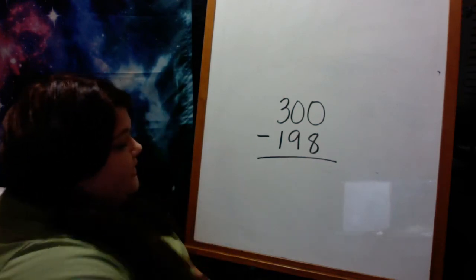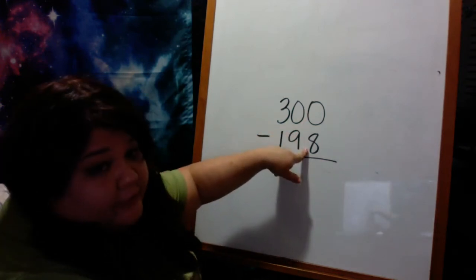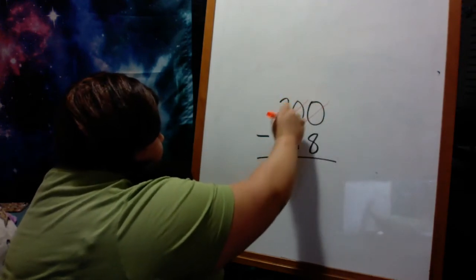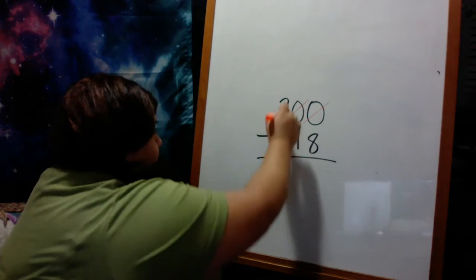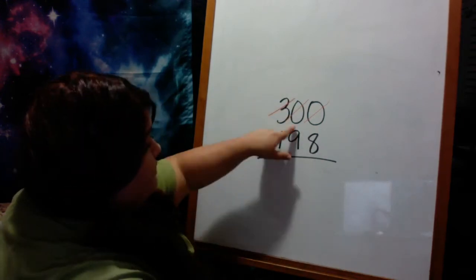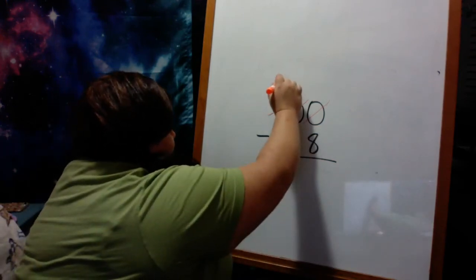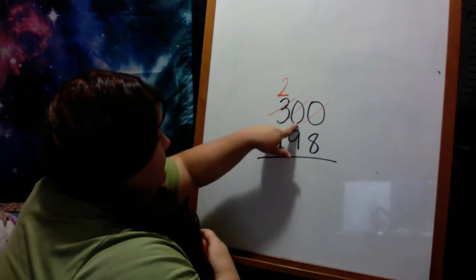So, first I need to ask, is there more on top or more on the floor? Well, there's definitely more on the floor. So I gotta go next door, but the next door neighbor has nothing to give me either. So we gotta go over one more. Or if we want to think of it, mom's broke too, so we gotta go ask dad. Dad has money, so dad's gonna give us, well, he's not gonna give it to us, he's gonna give it to mom.